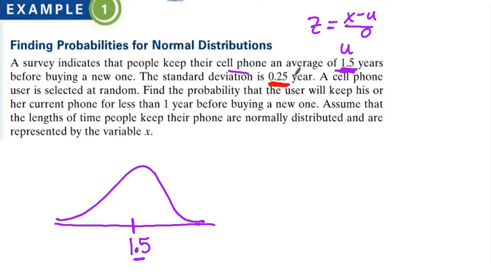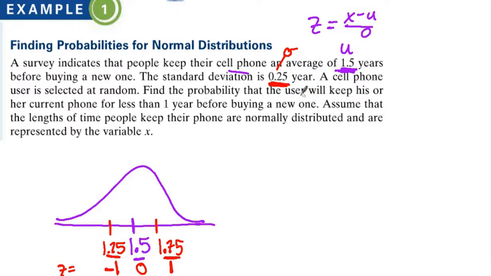The standard deviation is 0.25 years, so that's sigma. So I'm going to add 0.25 to 1.5, and I'm going to subtract 0.25 from 1.5. These are one standard deviation more or less. If you were doing z-scores, that would be a z-score of -1, that would be a z-score of +1, and this one would be 0.